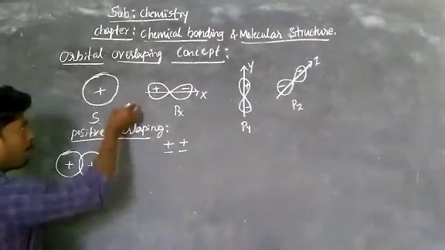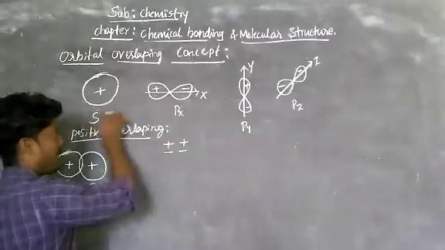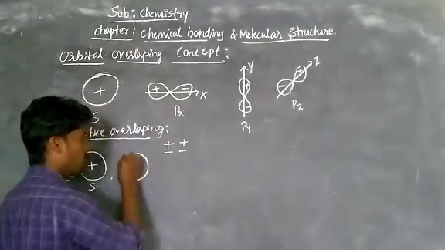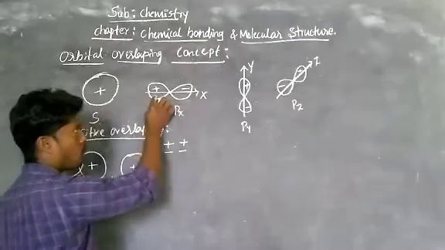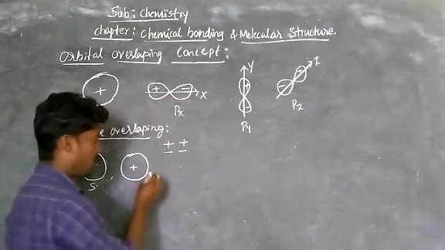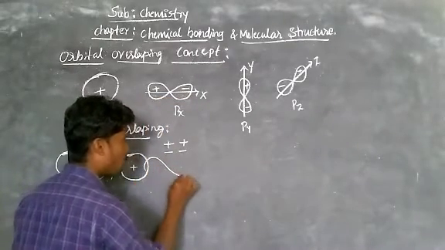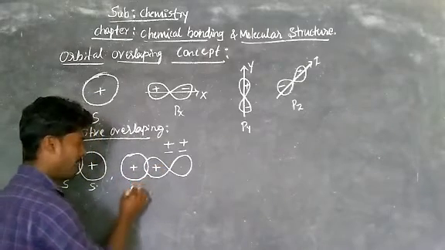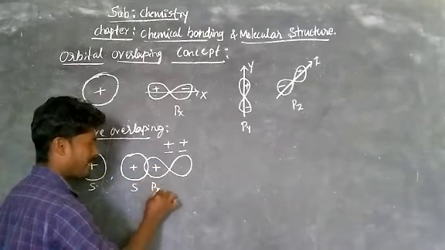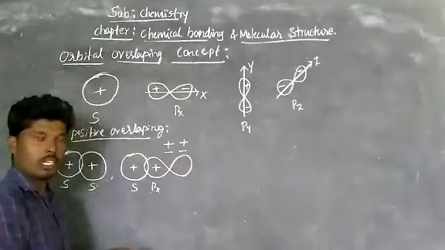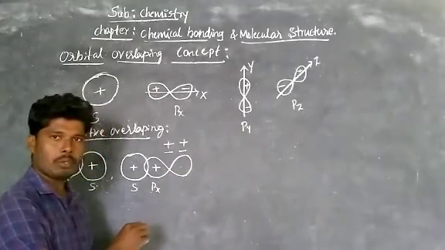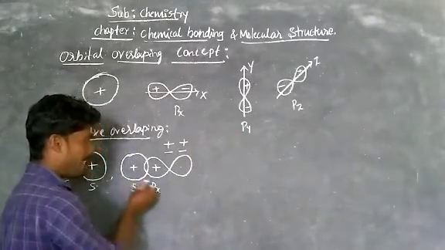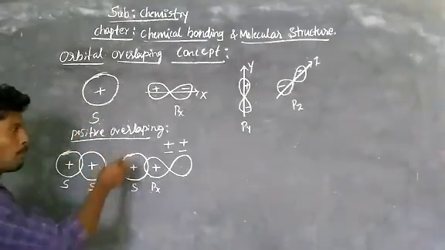Now let's take p and s. The s orbital is positive, and the p orbital has one positive loop and one negative loop, right? Now the positive loop is overlapped with the s orbital. So this is s, and this is px we are taking. You can also take py, and also pz. This is the s and p orbital overlapping, positive overlapping.